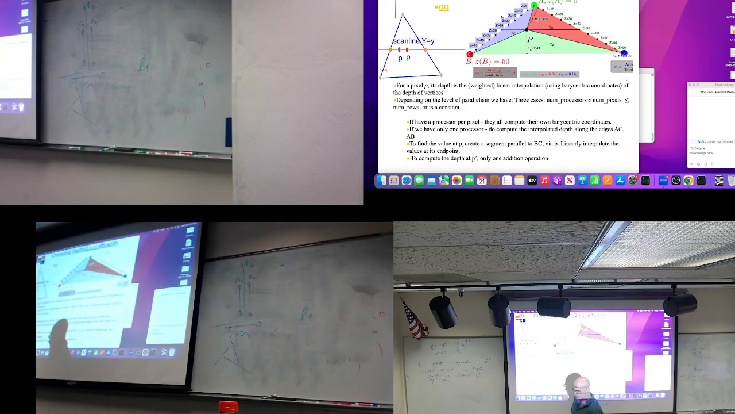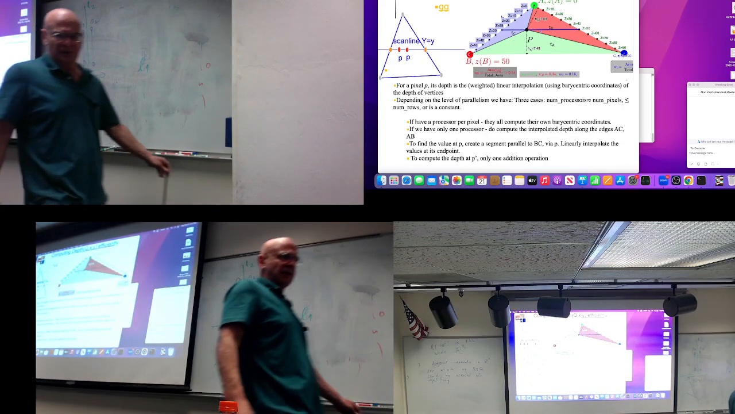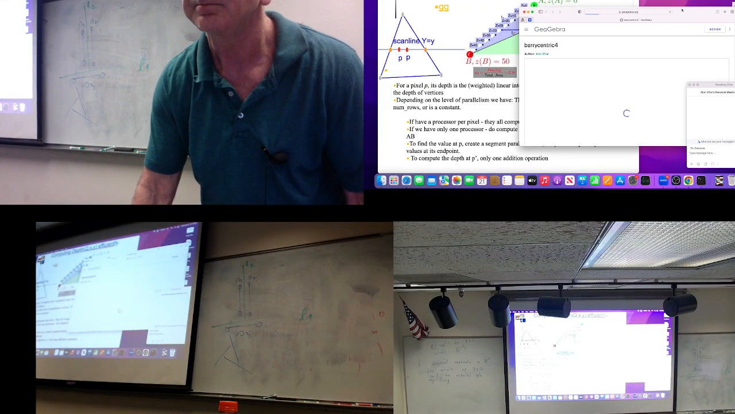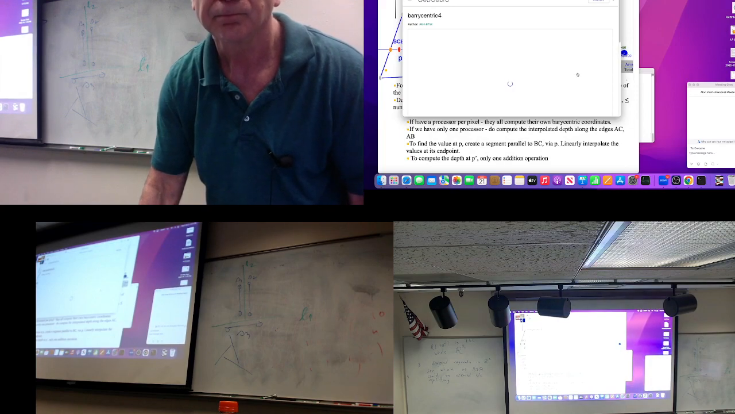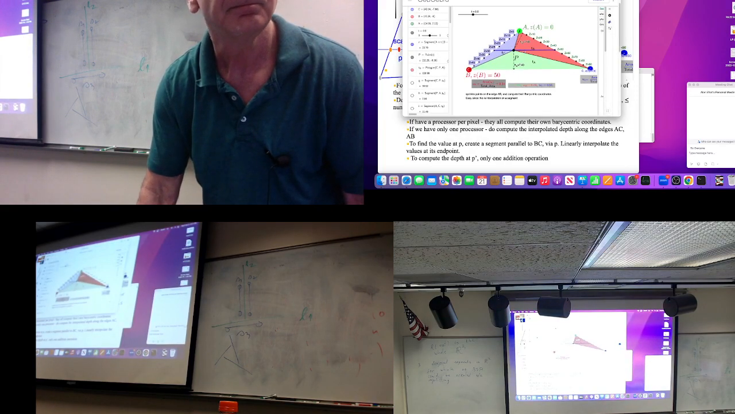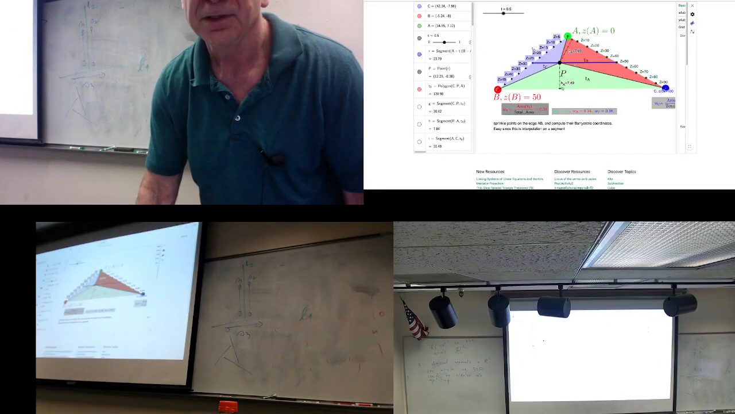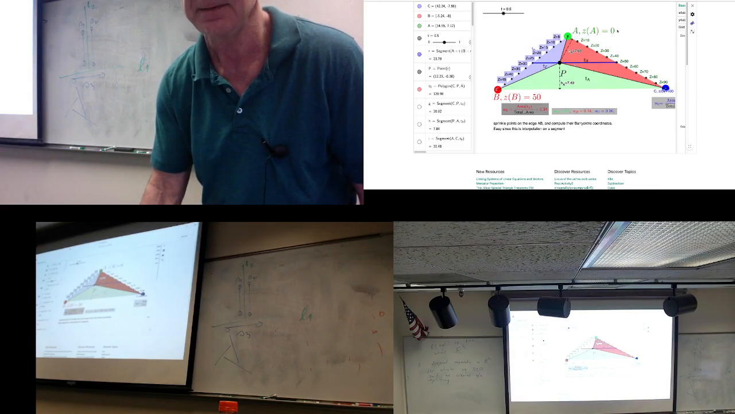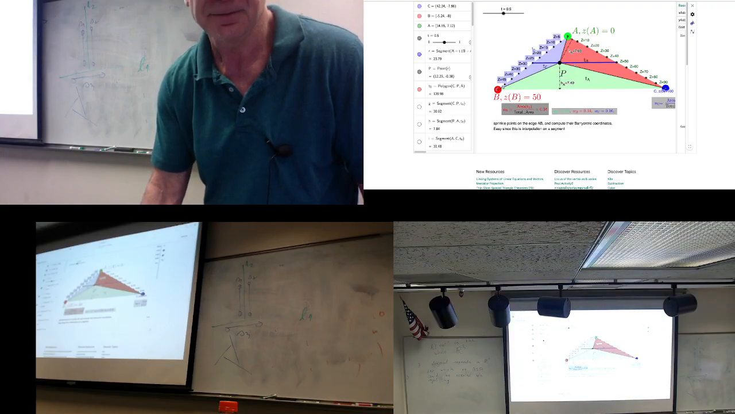Let's talk a bit about rasterizing. How can I compute the depth that you see from the pixel? Well, I need barycentric coordinates. You know barycentric coordinates? So we know barycentric coordinates. I have the depth at this vertex of the triangle, say its depth is 0, the depth at B, say it's 50, the depth at C, say it's 100.